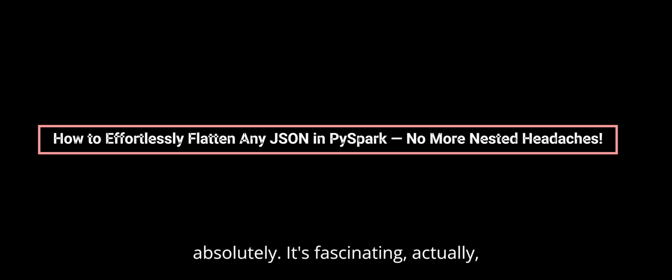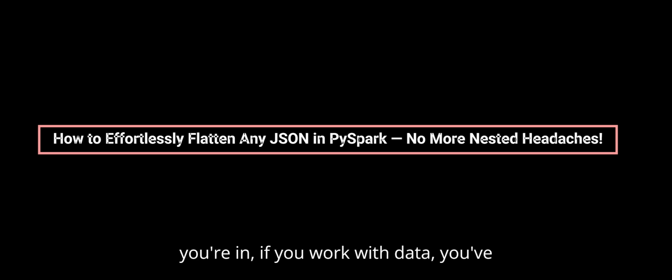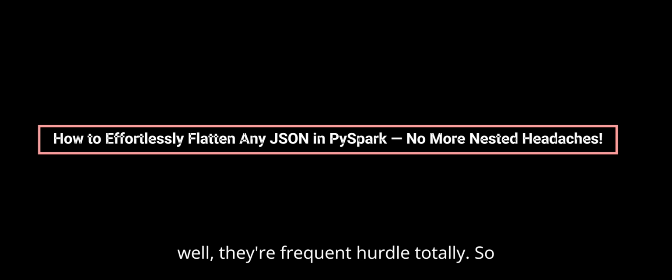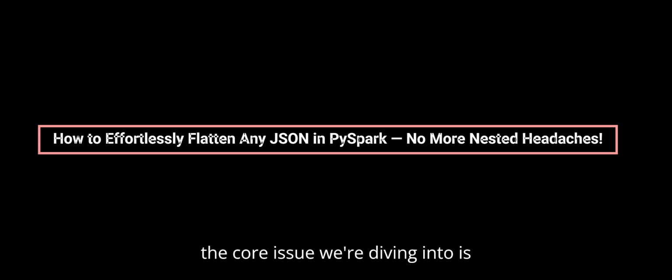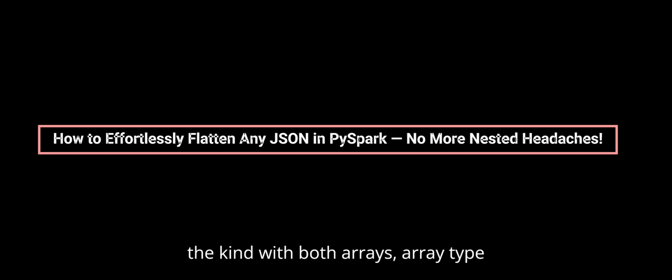Oh, absolutely. It's fascinating, actually, just how often this specific problem crops up. Doesn't matter what domain you're in. If you work with data, you've likely hit this. Nested structures are, well, they're a frequent hurdle. Totally. So the core issue we're diving into is taking that really nested JSON, the kind with both arrays, array-type fields, and nested objects, the struct-type stuff, and turning it into a nice, flat PySpark data frame.